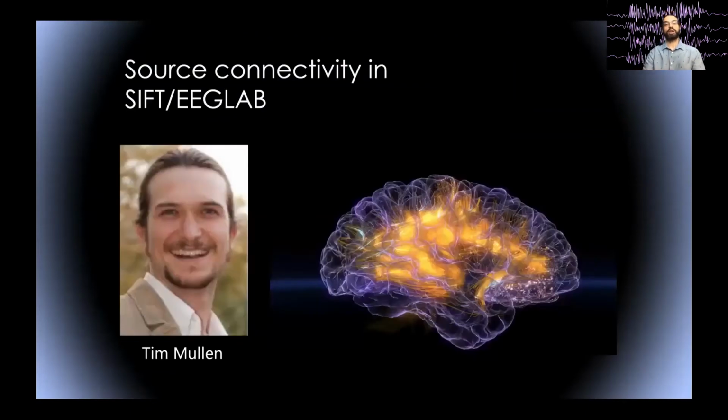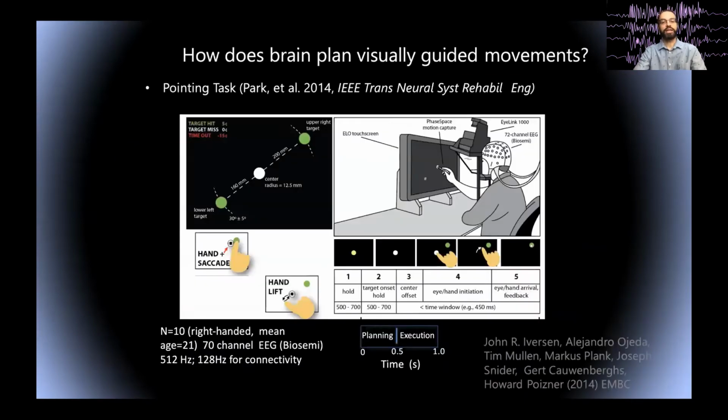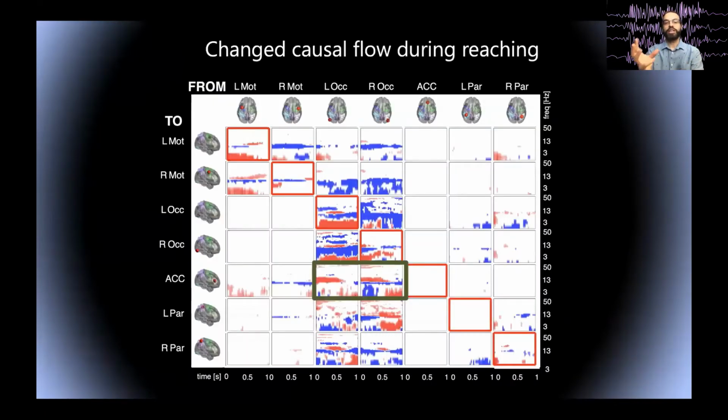This is another plugin here that was developed by Tim Mullen, and it's called SIFT, Source Information Flow Toolbox. And I'm just going to show you an example of how this plugin was used. This is a reaching task where the subject sees a target and they're instructed to hold their movements, and then once the dot disappears at the center, start the movement and touch the target. So there's a period of retention of a few seconds in which they know the target, but they don't move yet. And this is what he obtained.